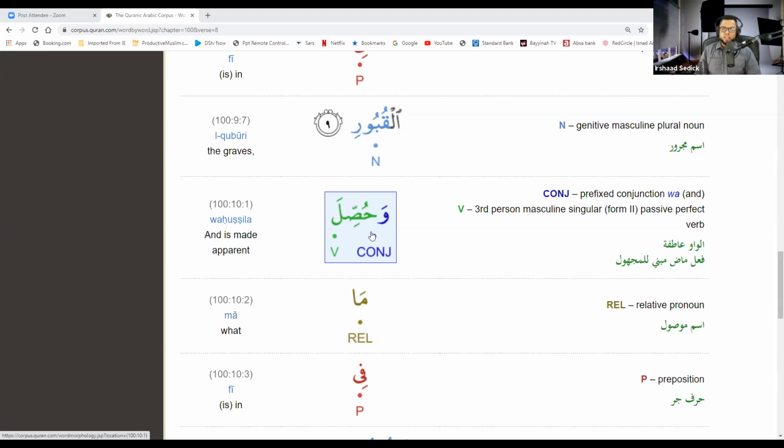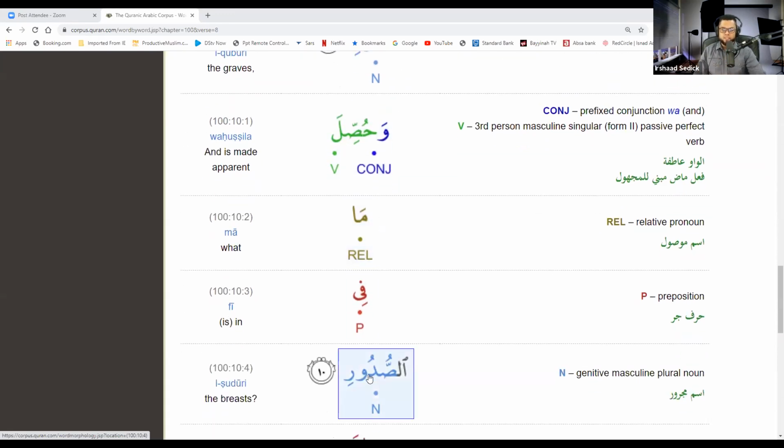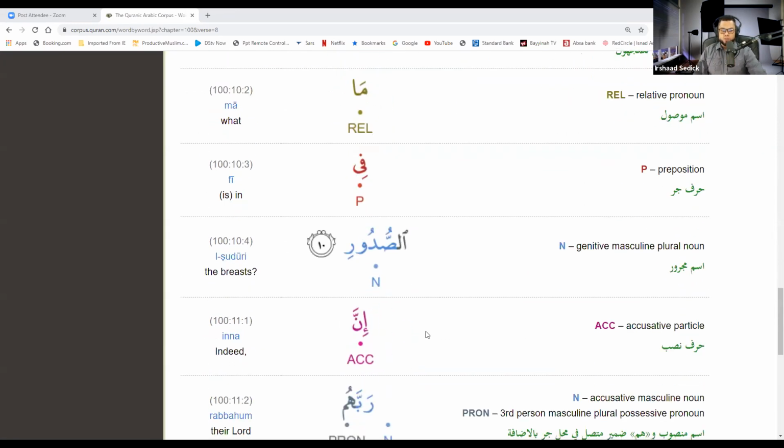So wahussila, and that which is in the chest. Wahussila ma fi suduri, that which is in as-suduri, the chest. Hussila is brought out. So all the secrets, all the hidden gems and jewels and skeletons and whatever else lies in here, it will be brought out on that day. Ma, and then fi suduri, jar wa majroor.